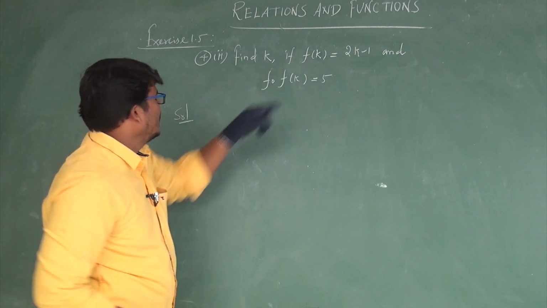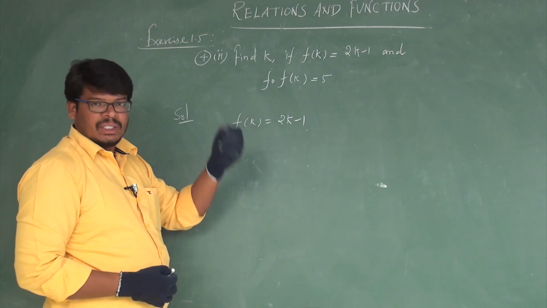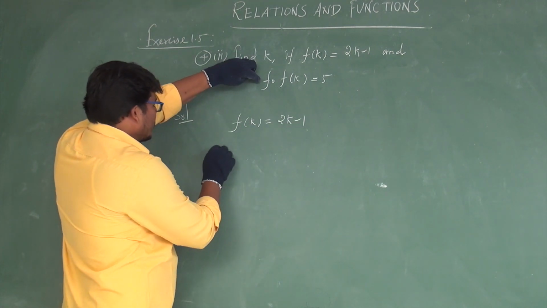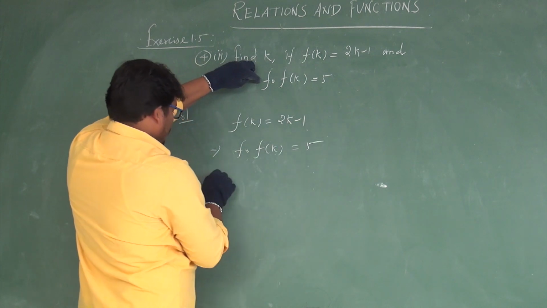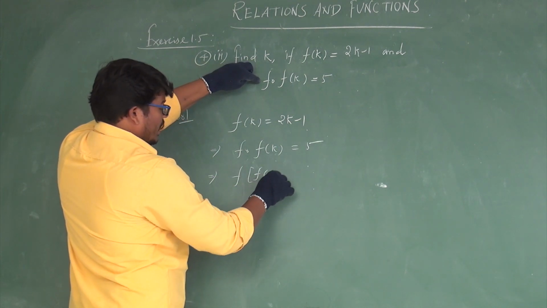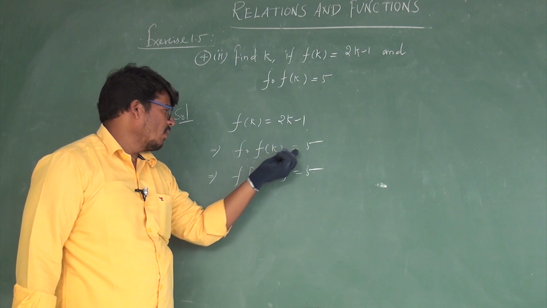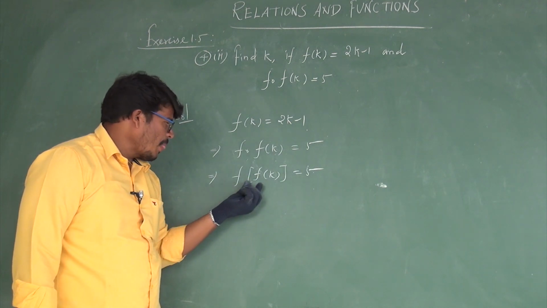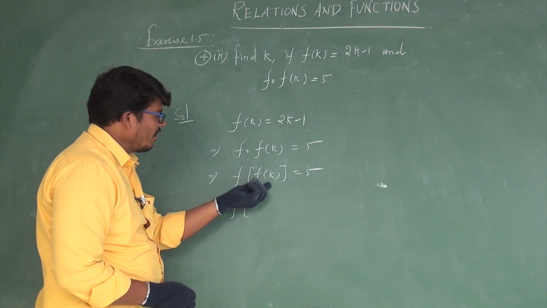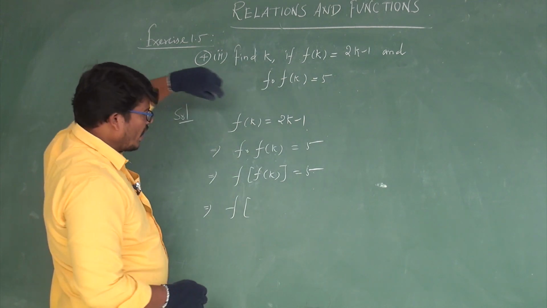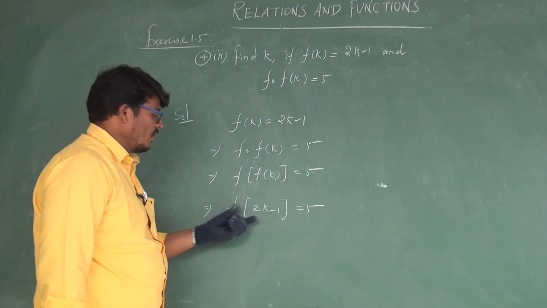Solution: the given function is f of k equals 2k minus 1. Now the given condition is f∘f of k equals 5. This is now written as f of f of k equals 5. Here f of k is 2k minus 1, so substituting, f of (2k minus 1) equals 5.